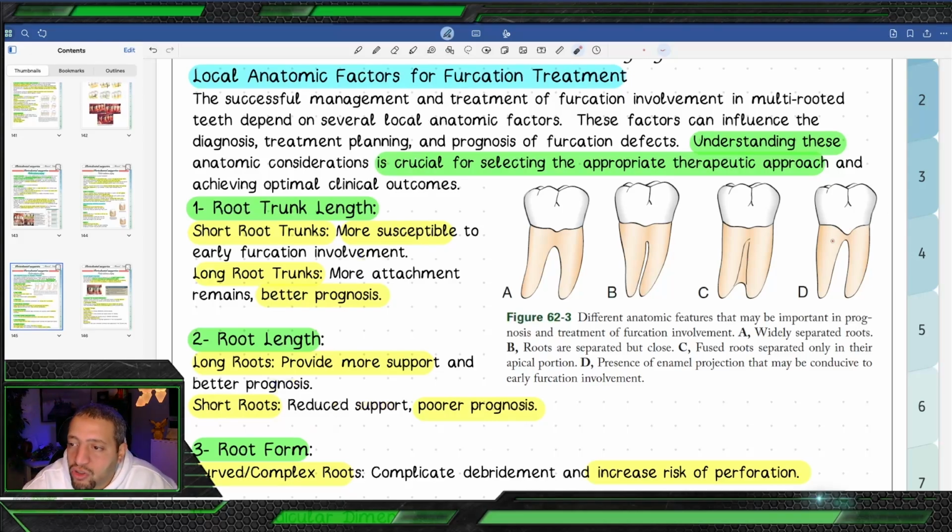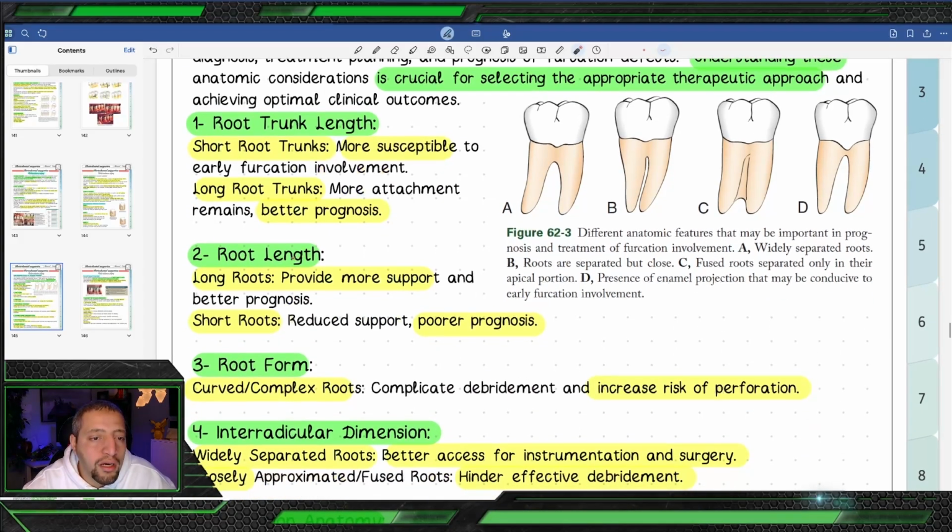Finally, if we have the trunk to be short, okay? So these are the criteria: the trunk size, the length of the root, the morphology of the root, and the space between the roots. A short root trunk is more susceptible to bifurcation involvement. A long root trunk will lead to better prognosis. The long root provides more support and better prognosis, unlike the short root.